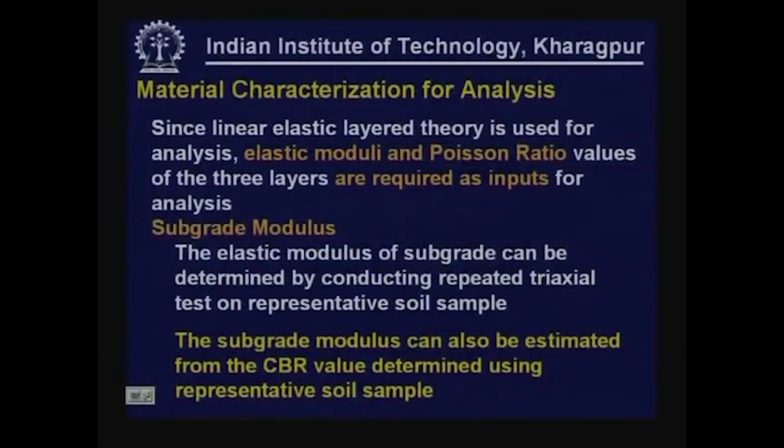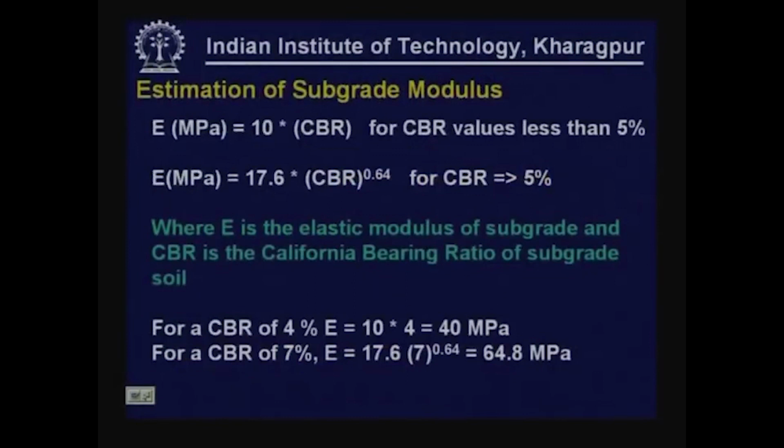Again, the soil has to be collected, so that representative soil has to be used and it has to be tested under standard conditions in the laboratory. That CBR value can be used to estimate resilient modulus value of the soil. The expressions that are commonly used to estimate elastic modulus value or resilient modulus value of subgrade soil: elastic modulus value expressed in megapascals is 10 times CBR for CBR values less than 5%.